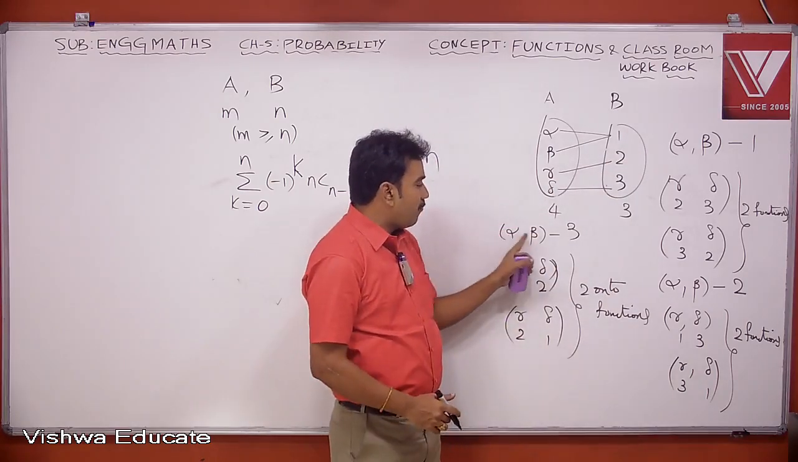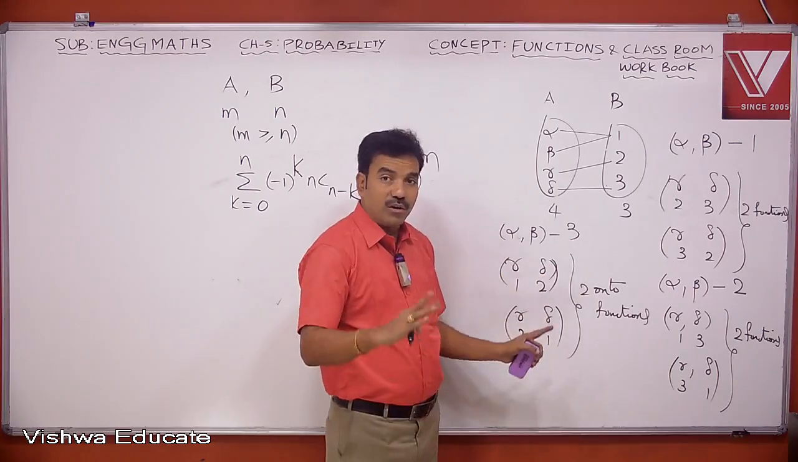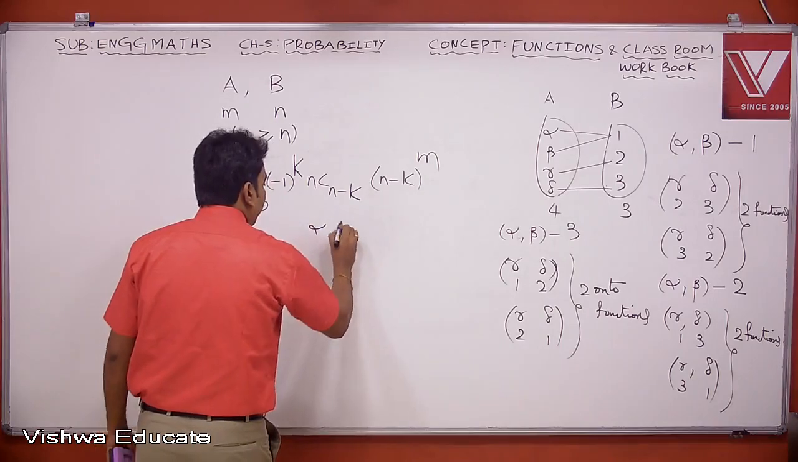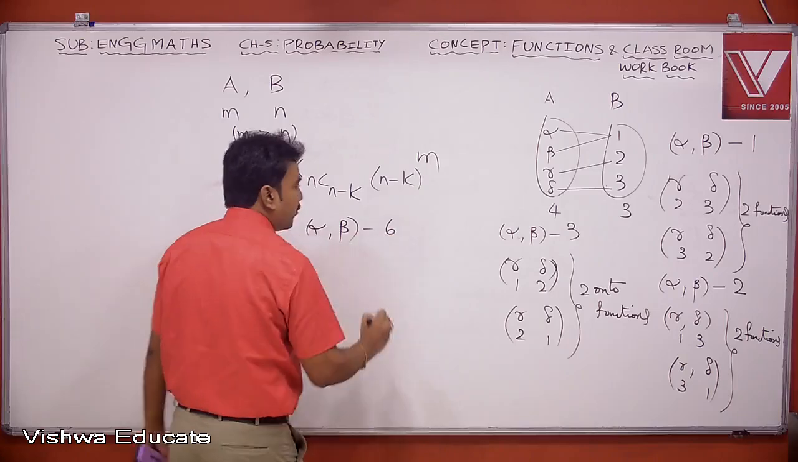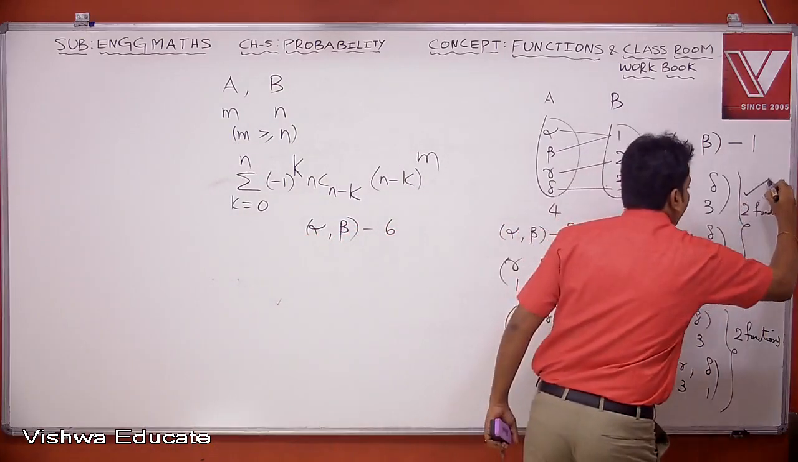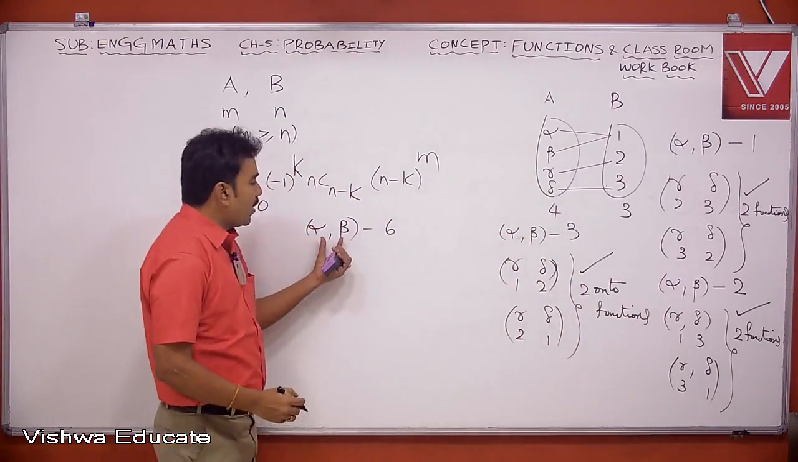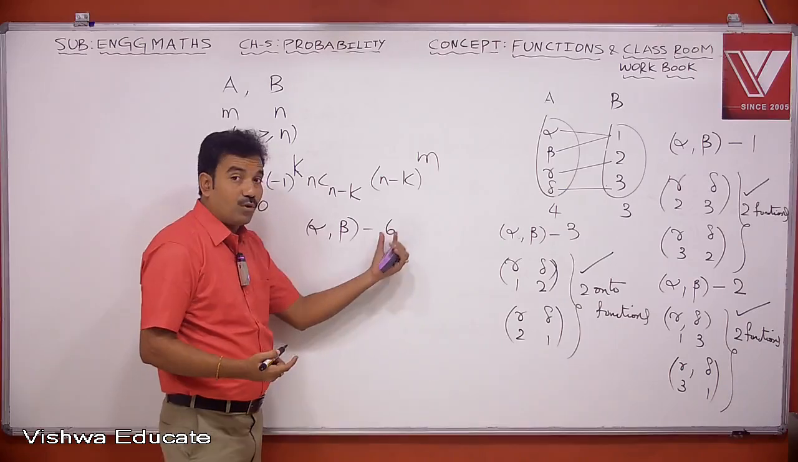Like this, if alpha and beta are set to 3, then gamma and delta can be set to 1 and 2 in two different ways. Therefore, if I fix alpha and beta to one element at a time, I am getting totally 6 functions. So when two elements are fixed to one element at a time, I will get totally 6 onto functions.